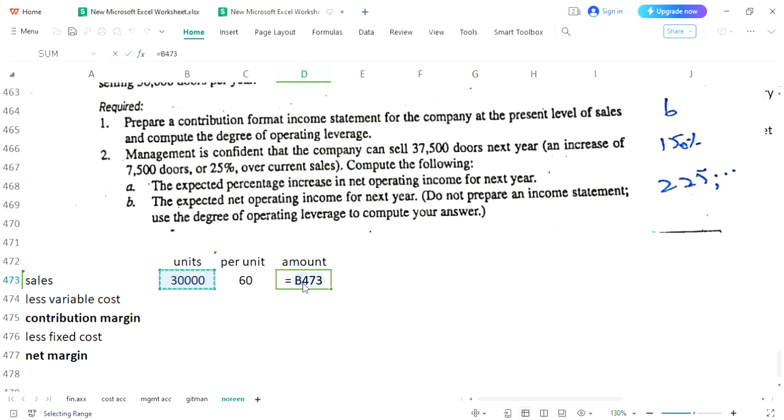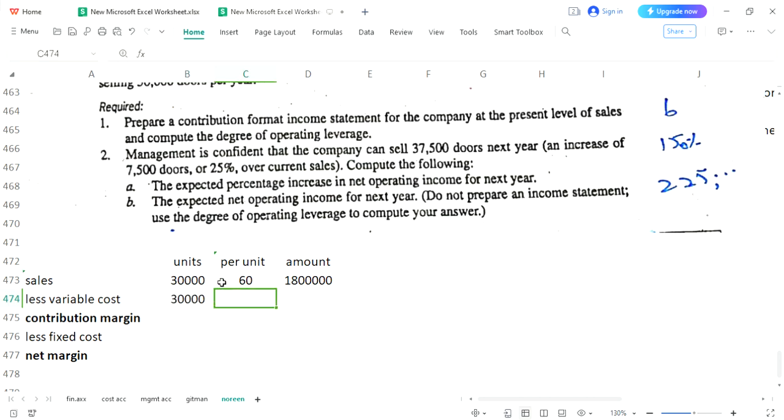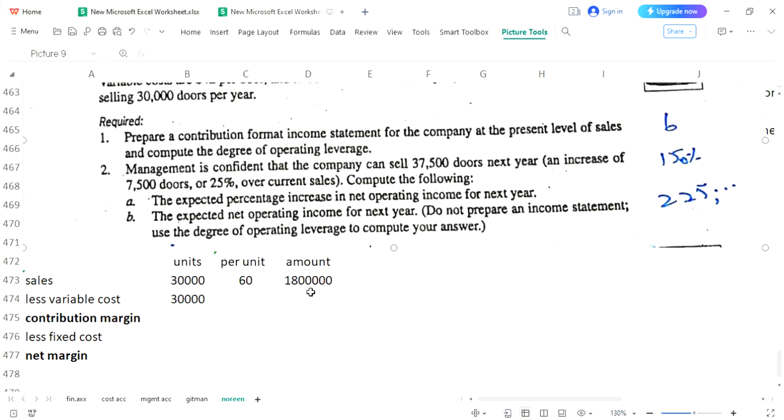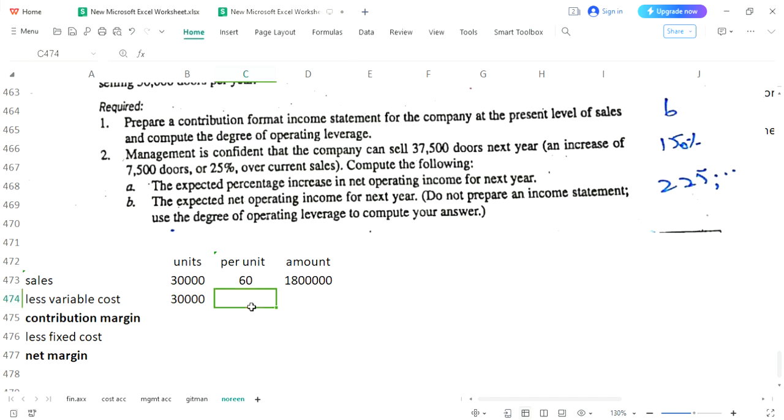Here the number of units were 30,000, and you need to multiply it with per unit, which is 60. So you have got your answer. Again, for variable cost, the number of units would be the same, and the per unit variable cost is mentioned over here. You can see variable cost 42. So you can put 42 over here, and again you will apply the same formula, units multiplied by per unit. So we have units and it would be multiplied by per unit.